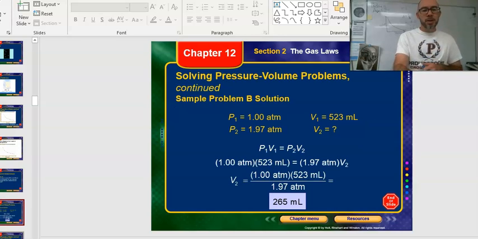So you collect the information, and then you got to use the right setup. P1 V1 equals P2 V2. We're solving for V2, so P1 V1 over P2 equals V2. Now I said that fast, but we're just moving the parts around. You're on Algebra 2, you should be able to do that. 1 times 523 divided by 1.97 to 3 significant figures is 265. And then we use the units that we had for V1, and that would be milliliters. Okay, and that should make sense. I almost doubled the pressure, so I should almost halve the volume.